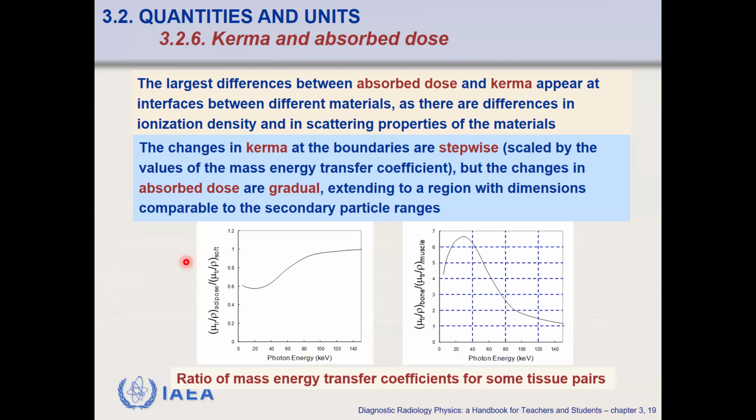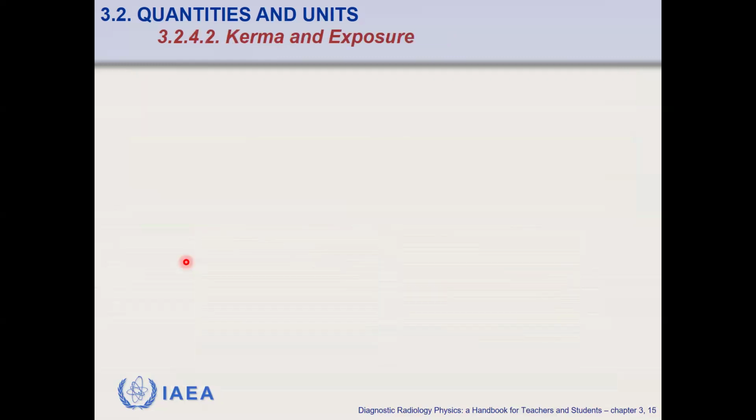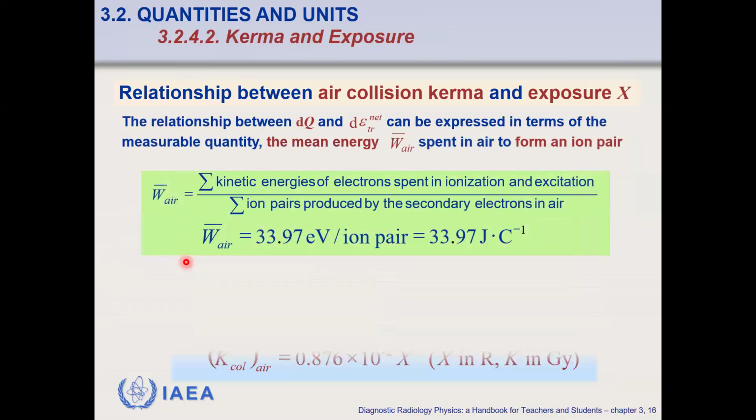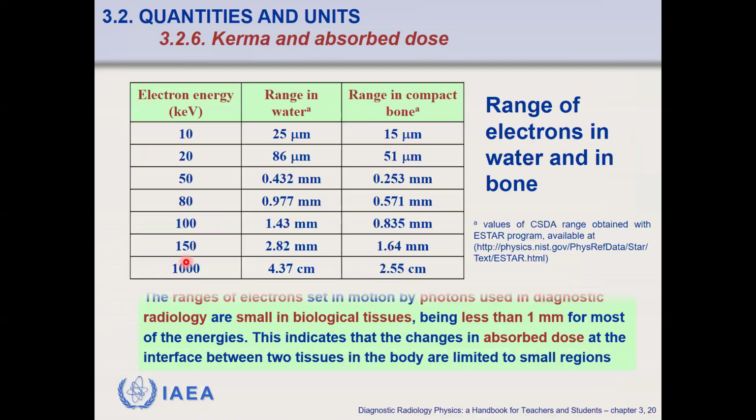So electron range, when I say electron range, we are talking about electrons released by photons. In diagnostic radiology, these electrons have short ranges in biological tissues, typically less than 1 millimeter, as I said here. So we can see these numbers in this table.